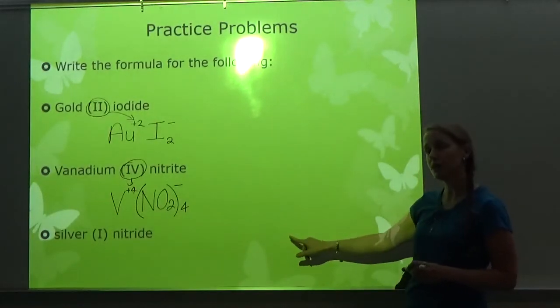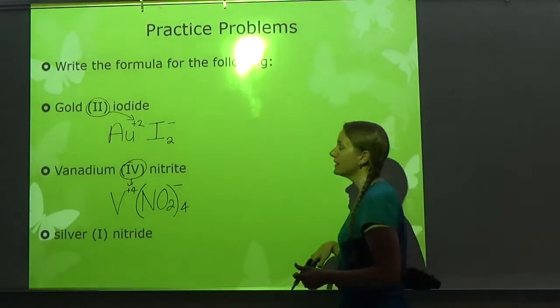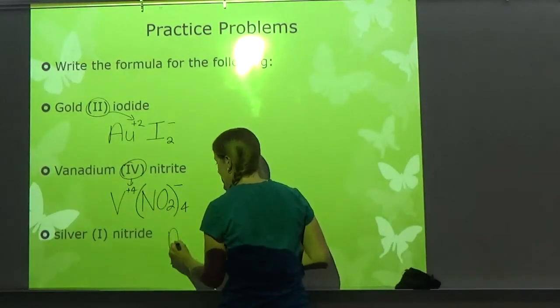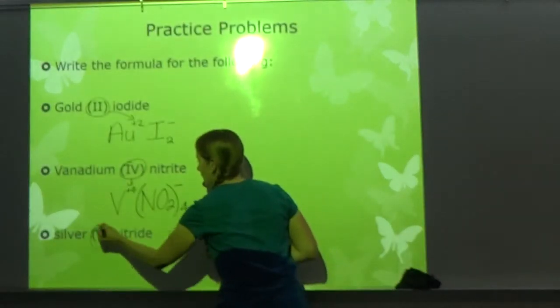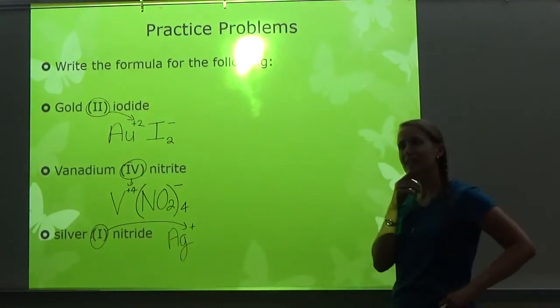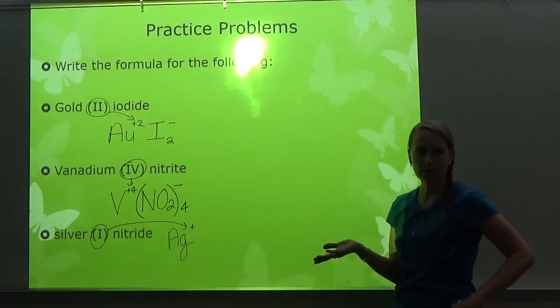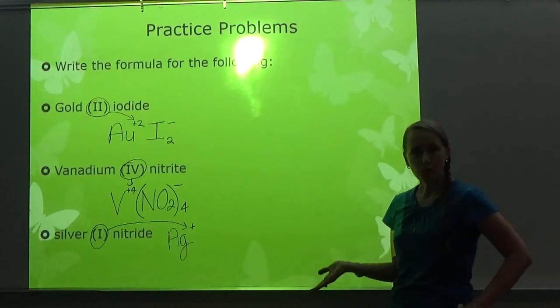Last one, kind of tricky. I always like to save those tricky ones for last. So let's see if you got this one right. Silver 1 nitride. So silver is Ag. The Roman numeral indicates the charge, so it has a positive 1 charge. So what's nitride? Is it NO2? Is it NO3? Is it NO4? No, it's none of those.